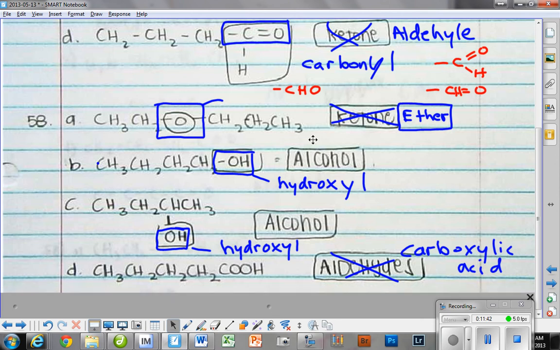Any questions on the naming of these guys? I'd like to know by a show of hands, how many of you were able to name these all correctly?